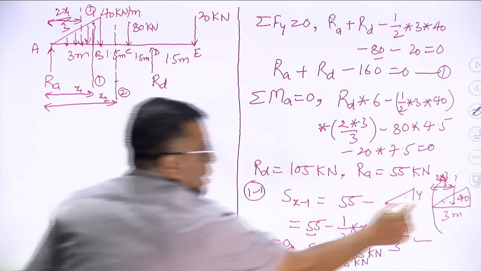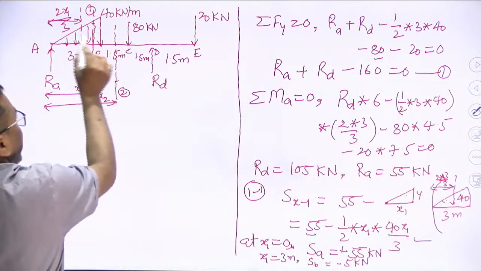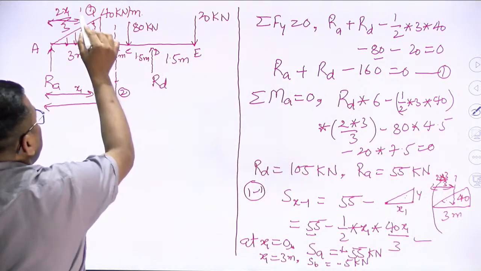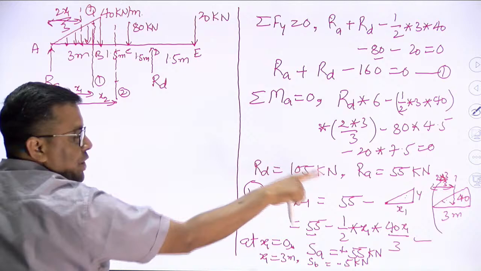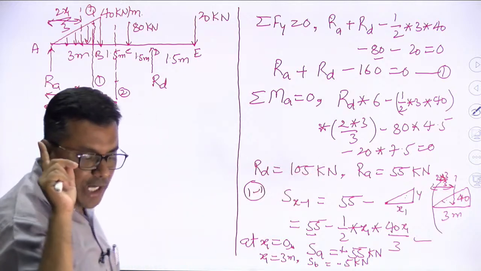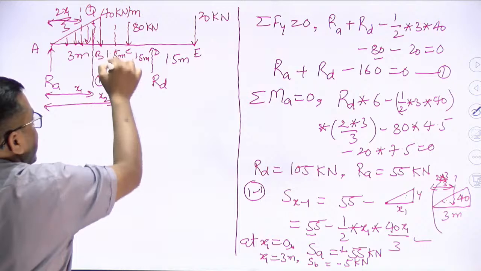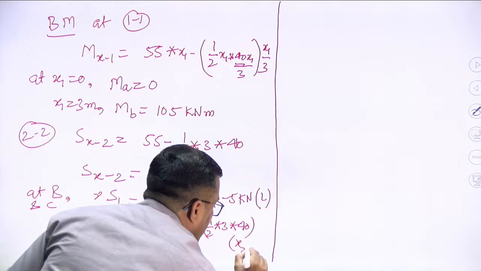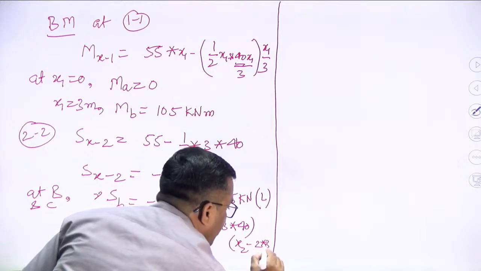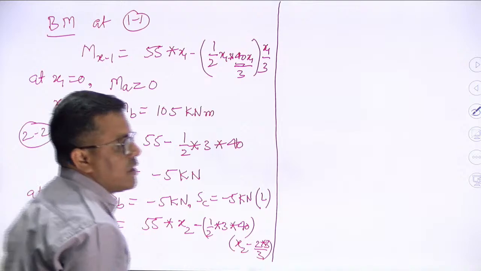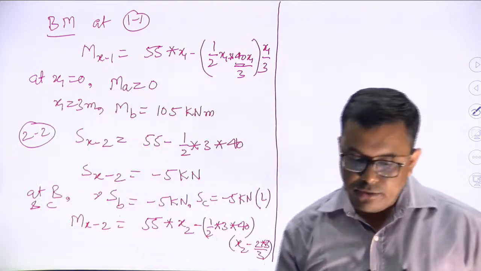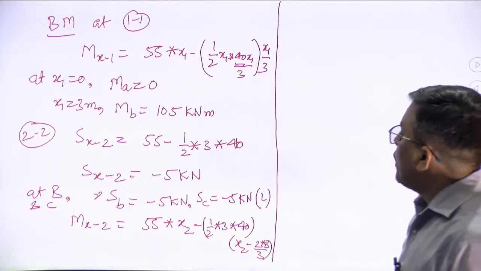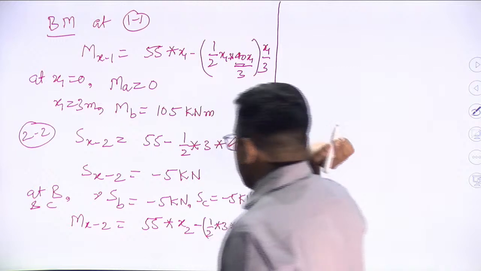So this load of half into 3 into 40, from point A it is at a distance of 2 into 3 by 3. So what will be the distance between half into 3 into 40, when it is represented by one single point load, and the section plane? It must be x2 minus 2 into 3 by 3. Please check once, will it be this or not? I just explained it to you here, okay?